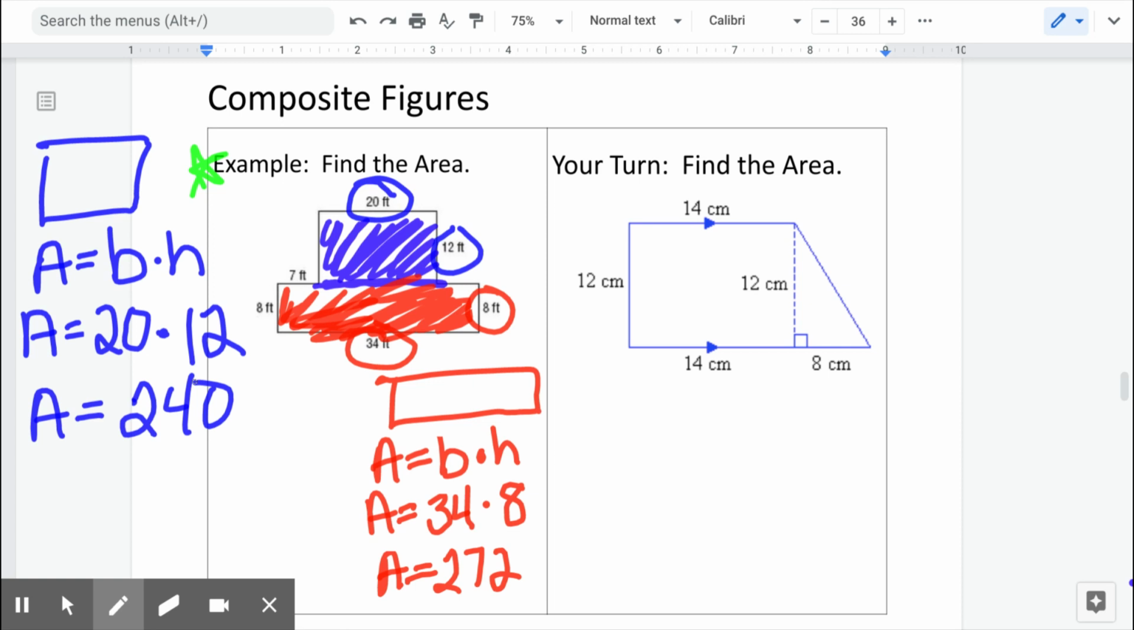To figure out the area of the entire shape, I simply add them together. So I have 240 plus my 272, which is going to give me an area of 512. Don't forget to label. This is going to be feet squared.